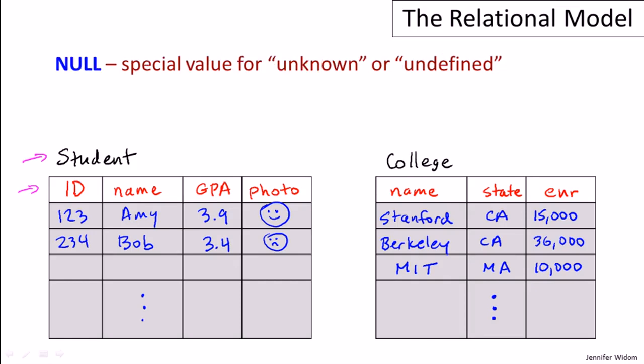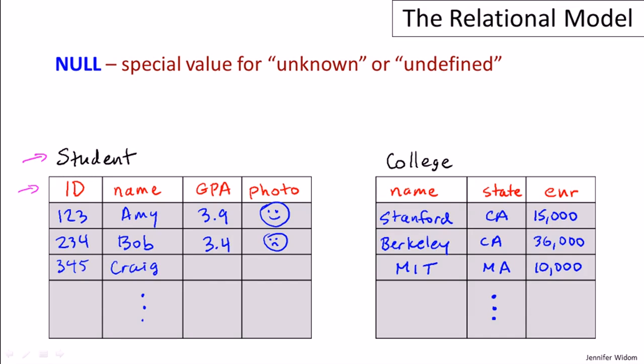Now, I mentioned that most columns have types, but there's also a special value that's in any type of any column, and that's a special value known as null. And nulls are actually quite important in relational databases. Null values are used to denote that a particular value is maybe unknown or undefined. And so let's add another tuple to our database, let's say 345, another student named Craig, and for whatever reason Craig doesn't have a GPA.